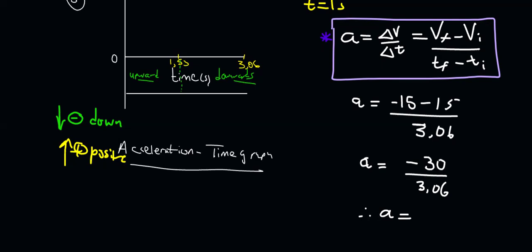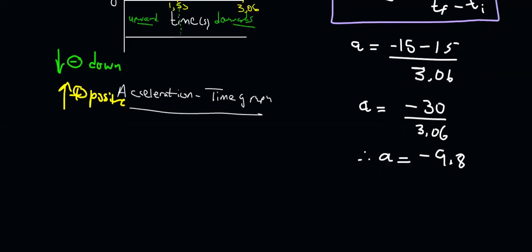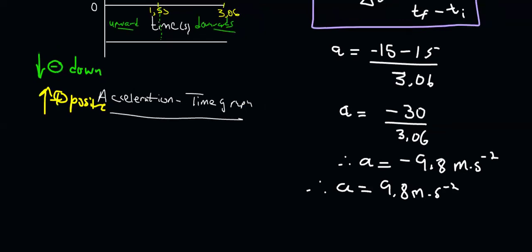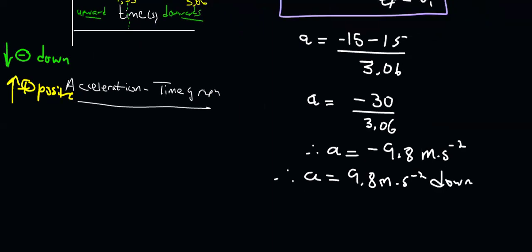These are the units for acceleration, guys: meters per second squared. So here you're going to write meters per second squared. You can conclude that, therefore, acceleration is equal to 9.8 meters per second squared. Negative you consider as downward, so you can write downwards. As easy as that. This is exactly the same as the gravitational acceleration, because g is equal to 9.8 meters per second squared downwards, if you still remember.